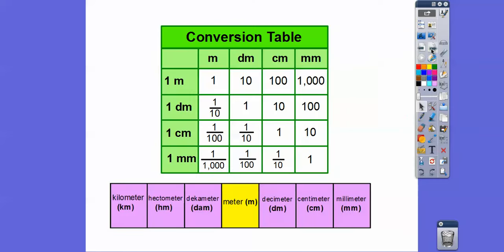Okay, here's our conversion table for the metric system. Remember, in I think it was the last lesson, the meter is right in the middle, and as we go to the right, it goes times 10, times 10, times 10. If we go to the left, it goes divide by 10, divide by 10, divide by 10. So if there's 1 meter, there's 10 decimeters, there's 100 centimeters, and 1000 millimeters. That's what this says. So each decimeter is 1/10 of a meter, and each centimeter is 1/100 of a meter, and each millimeter is 1/1000 of a meter.